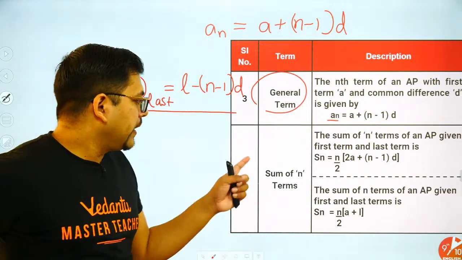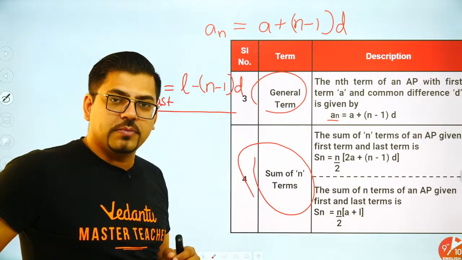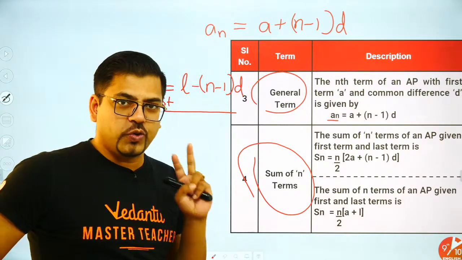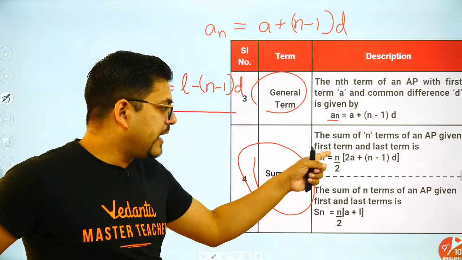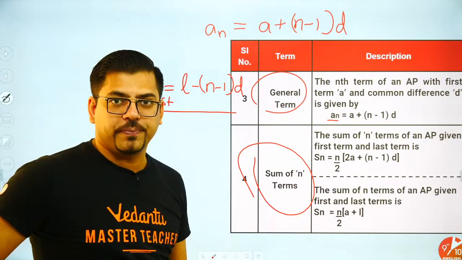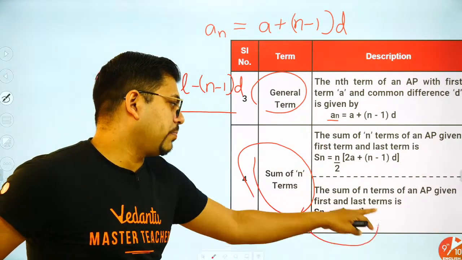Here we go. Next is sum of n terms. In this sum of n terms, you have again two formulas. First formula is Sn, sum of n terms of an AP, that is n by 2 into 2a plus n minus 1 into d. But in reality, this formula has come from this formula only.